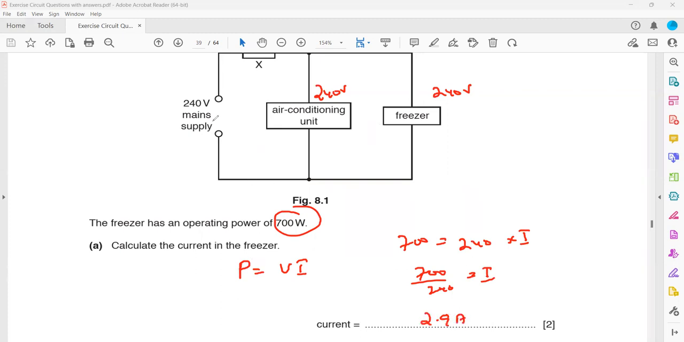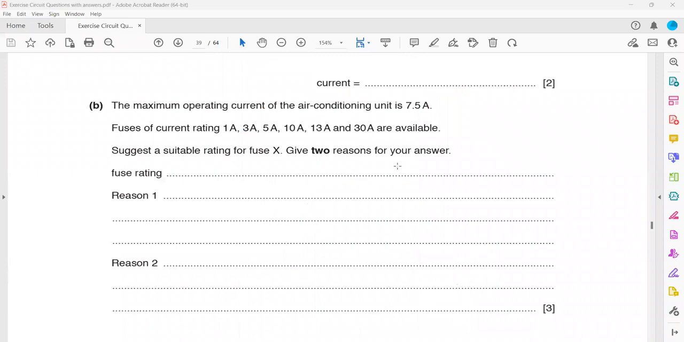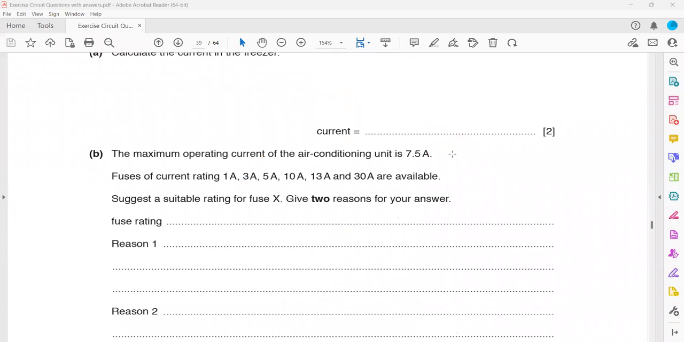And how we work out that it's 240 volts across each of them is because they are all connected in parallel to the supply. Then the maximum operating current of the air conditioning unit is 7.5. Fuse current ratings: we have a fuse of 1 ampere, 3 ampere, 5 amperes, 10 amperes, 13 ampere and 30 amperes. Suggest a suitable rating of fuse X and give two reasons.